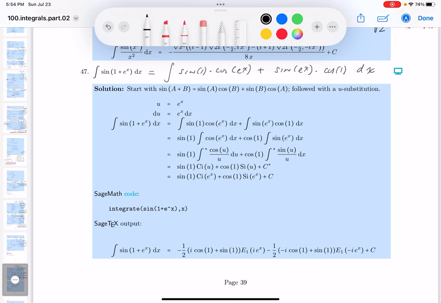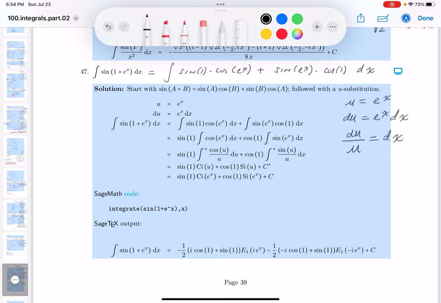Certainly, I would say that e to the x really is problematic for me. So I make a substitution. I'm going to say u equals e to the x, right? And then du would be e to the x dx, which means du over u, because e to the x is u, would equal dx.